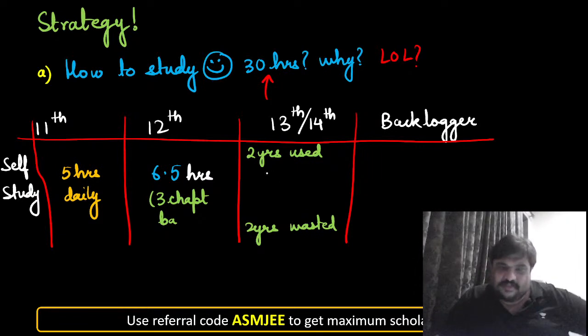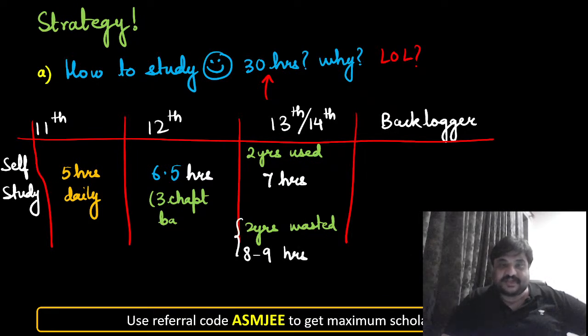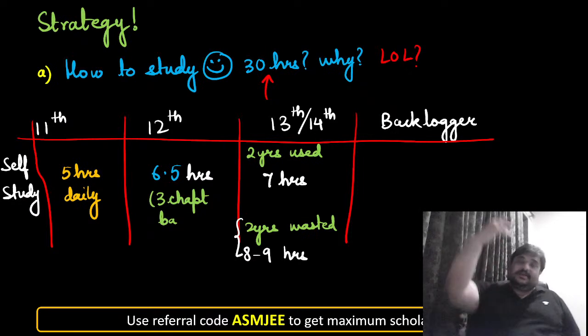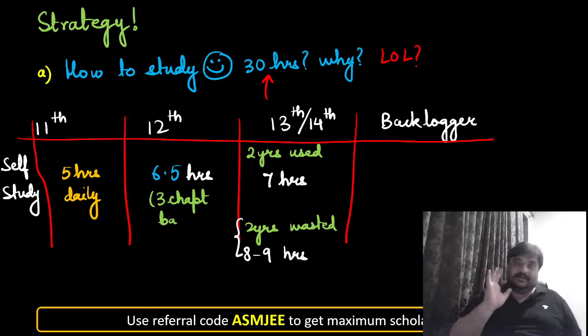You don't need to study more than 7 hours per day. But if you have wasted 2 years, then comes the issue. You will have to reach around 8 to 9 hours. And here is the problem. If you have wasted 2 years, meaning in the last 2 years you did not study at all, you don't even know board level, you are not even able to solve NCERT. That is 2 years wasted.